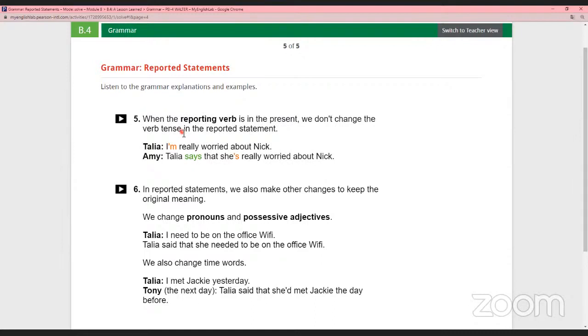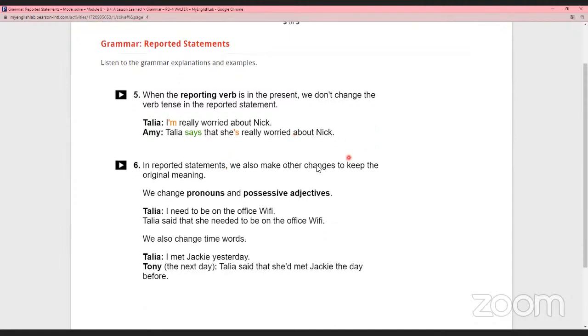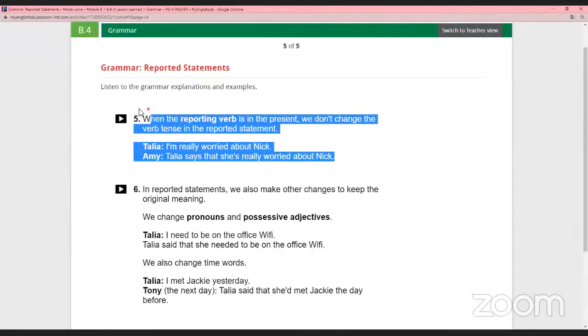And remember the use of simple present. We use the simple present to talk about habits. So if it's a habit, we're gonna use the reporting verb in simple present, right? That's all. So instead of saying said, we're gonna use says. I'm really worried about Nick. So it just happened right there. So we're gonna report. Amy's going to report Talia as it is in that moment, we're gonna use says. Third person, yes, the reported statement, and we're going to continue with the rest of the sentence, that she's really worried about Nick. Is there any question maybe?